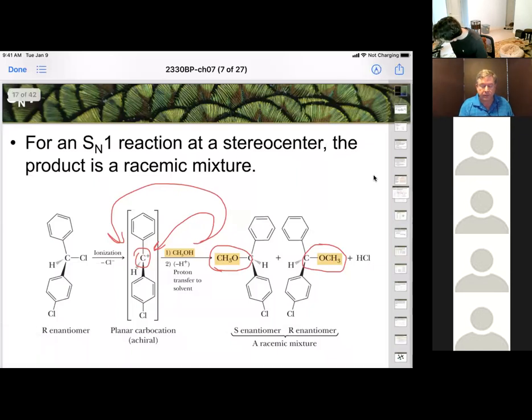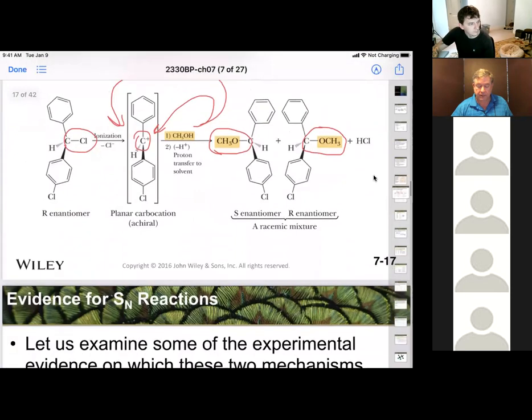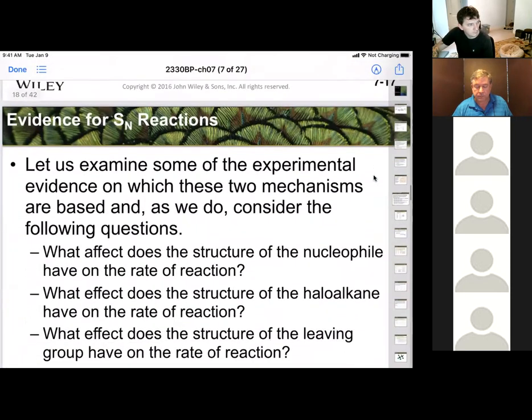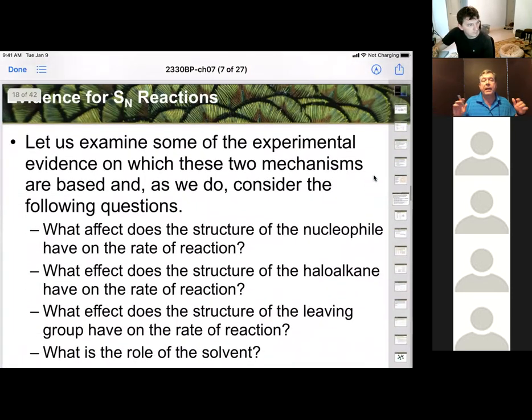So even if you started with your R group, even if you start with a pure version of it, this stereo configuration, you're going to get a mixture of stereo configurations in the end. Okay. So what evidence do we have for these nucleophilic substitution reactions?